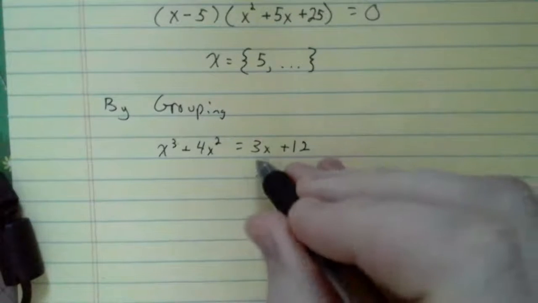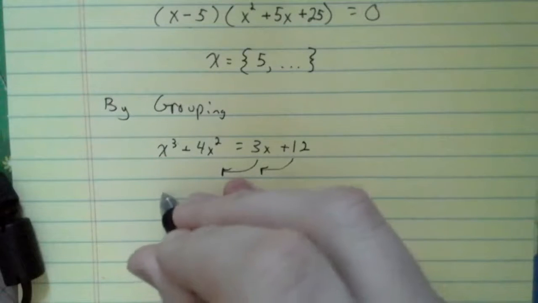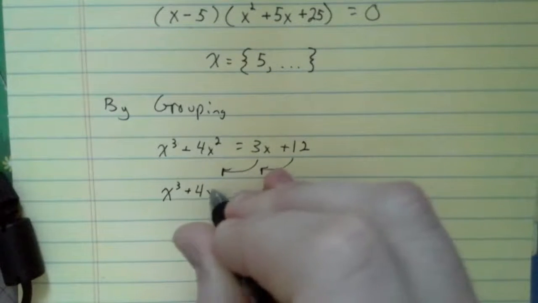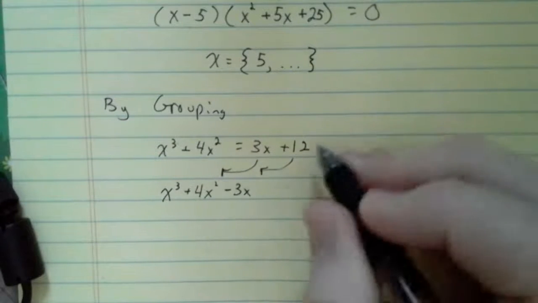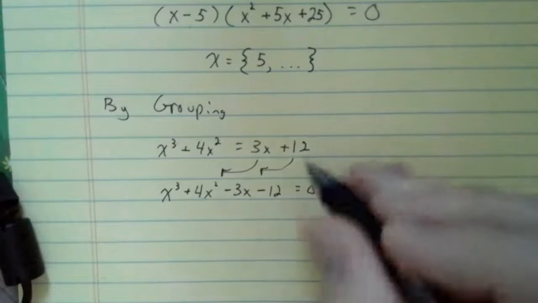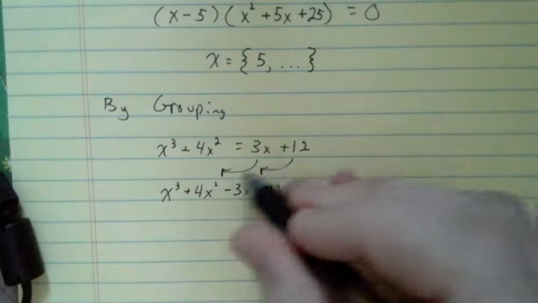As I move them over, their signs are going to change, right? So there's just another way to look at something we've already seen. So I get here x cubed plus 4x squared. This 3x moved over, so now it's minus 3x. This 12 moved over, so now it's minus 12 equals 0. And that's because to move them, we subtract 3x from each side, and we subtract 12 from each side.